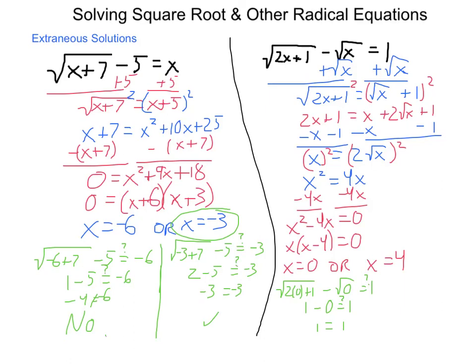Now, going through and checking the second solution of 4, we have the square root of 2 times 4 plus 1 minus the square root of 4 is supposed to equal 1. 2 times 4 is 8. 8 plus 1 is 9. Square root of 9 is 3. Square root of 4 is 2. So I have 3 minus 2 equals 1. Sure enough, 1 equals 1. So both check out. Both are valid answers.